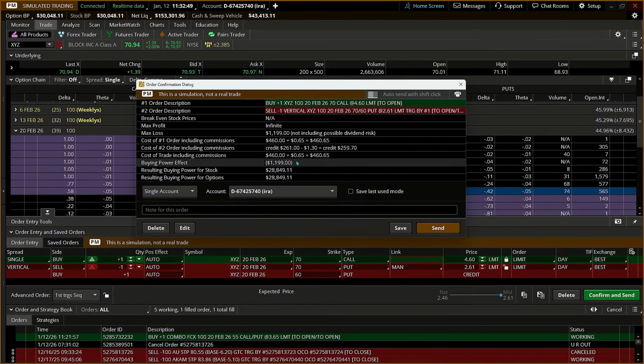Do you think just for sleeping purposes of knowing, hey, if the stock went to zero, we have a locked-in defined risk trade? Some might say that's worth it. You identify that for yourself, okay? Now, what I'm going to do is send the order.